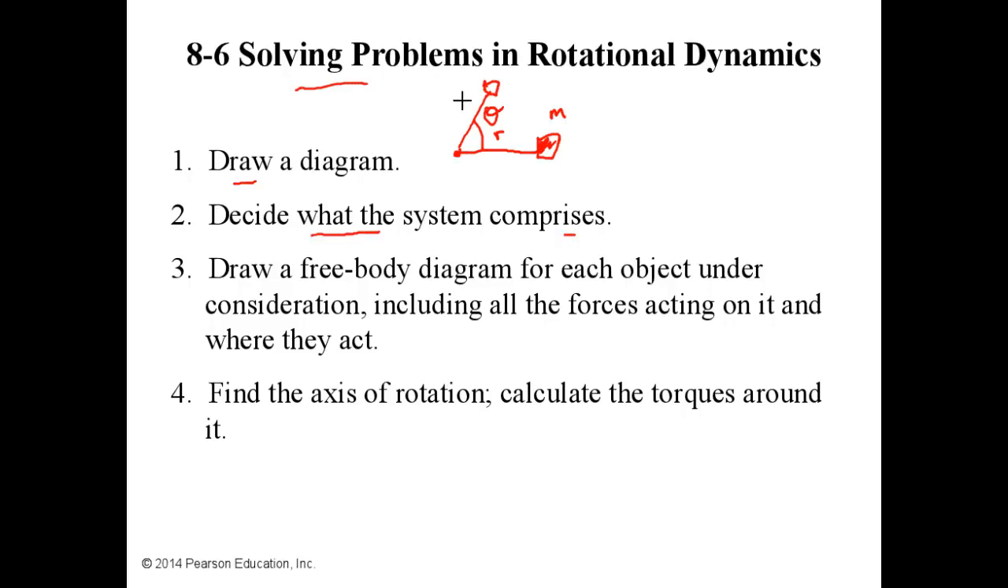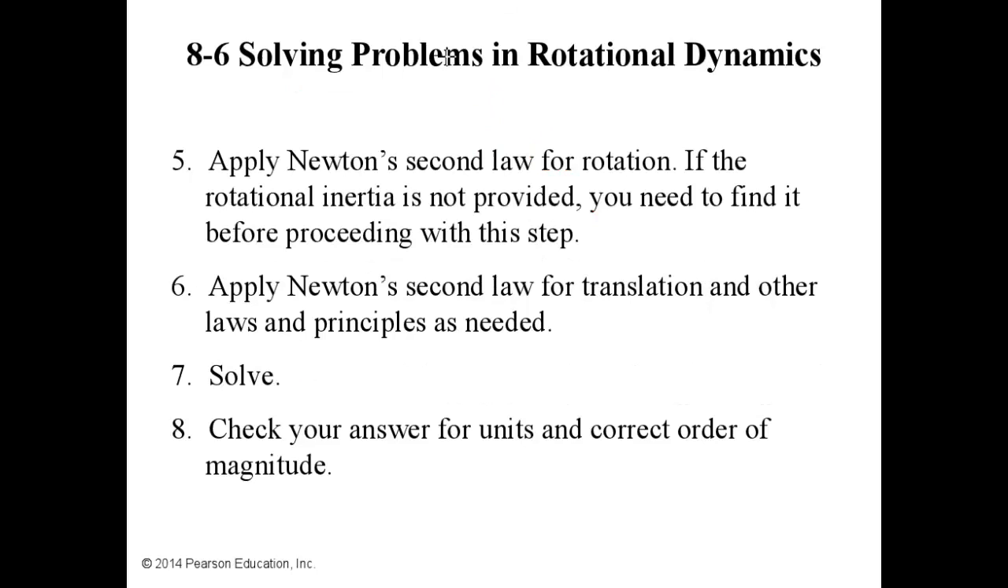Choose the point that you know it's going to be rotating about. Draw a free body diagram for each object, include all the forces that are acting on it, and now their radiuses. Find the axis of rotation, calculate all the torques of a body, and then we're going to write Newton's second law.